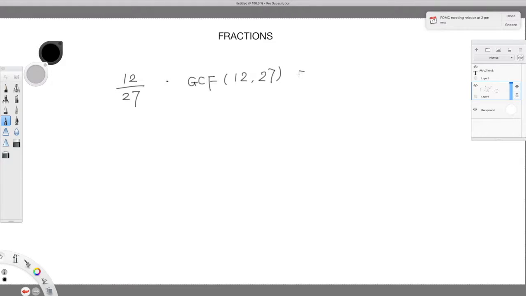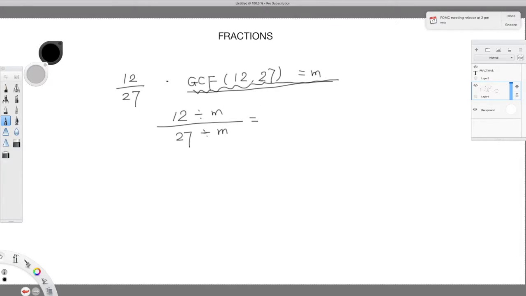Let's say this number is m, okay? And we're going to show how we're going to do that. But let's say we find the greatest common factor of 12 and 27 is m. Then the simplest form is going to be, we're going to take the 12, remove the m from the numerator, take the 27, remove the common factor, remove the m from 27, and this form will be the simplest form.